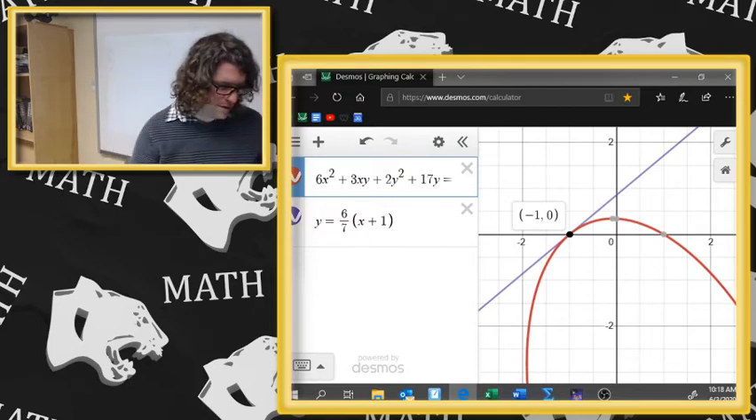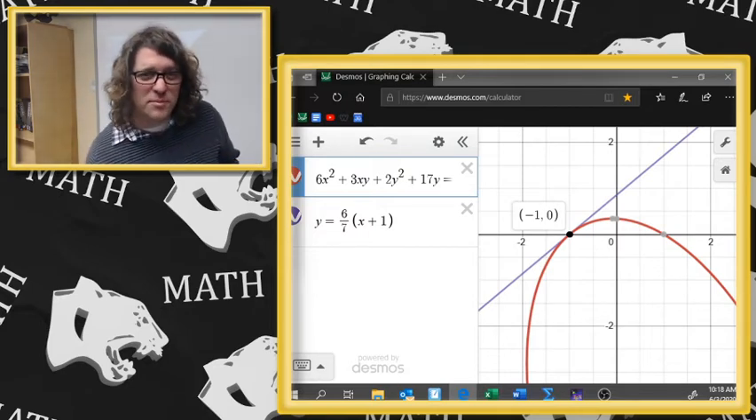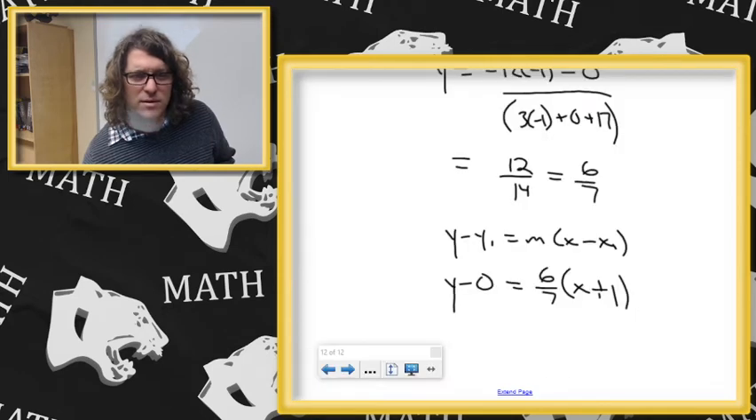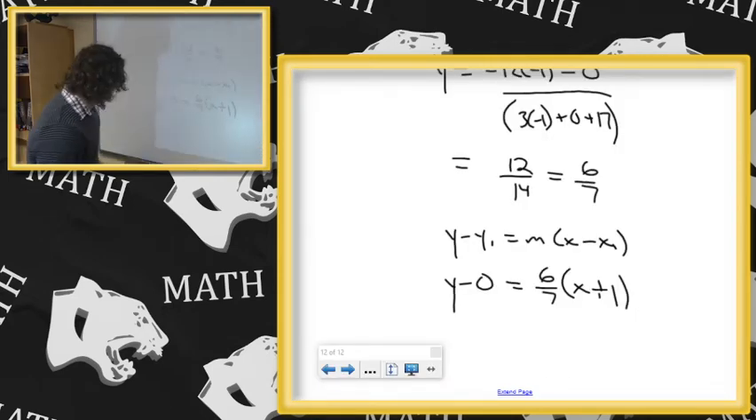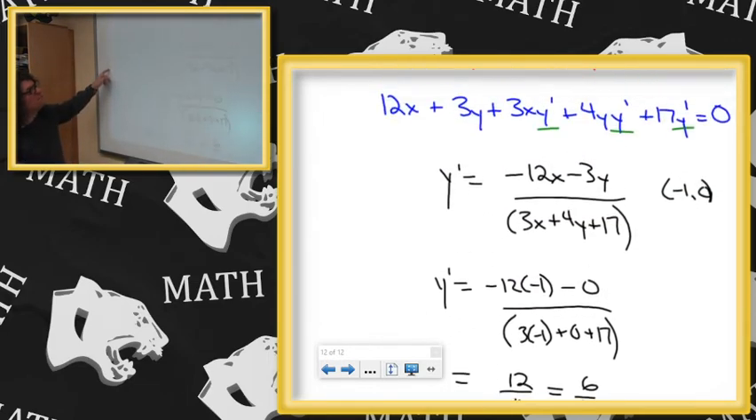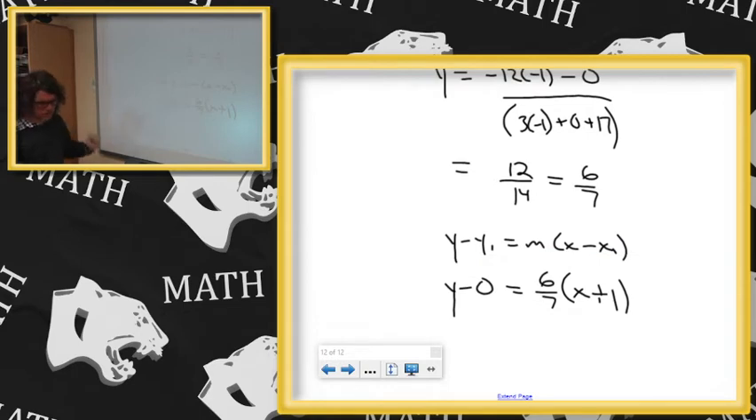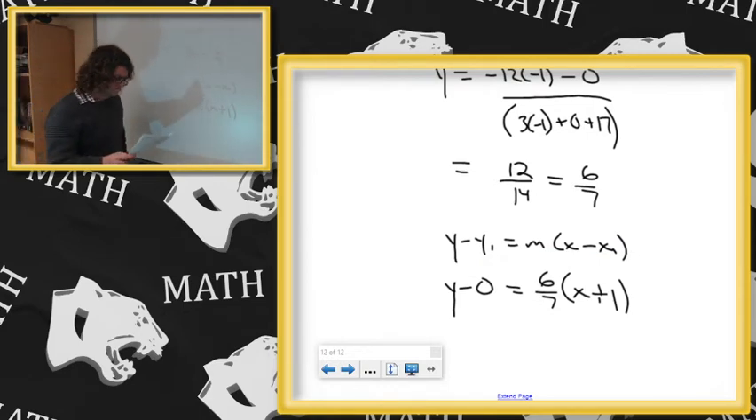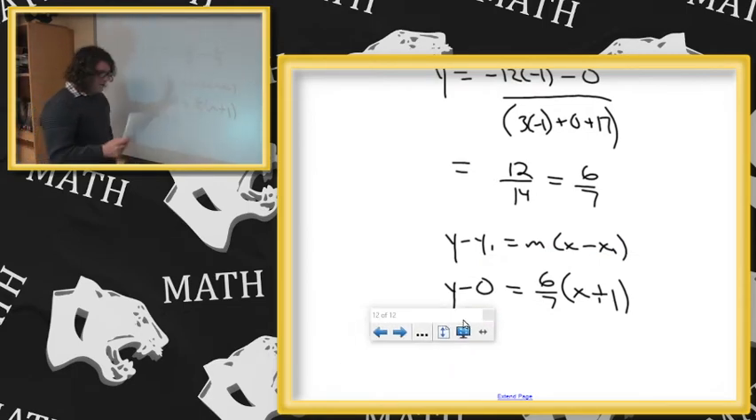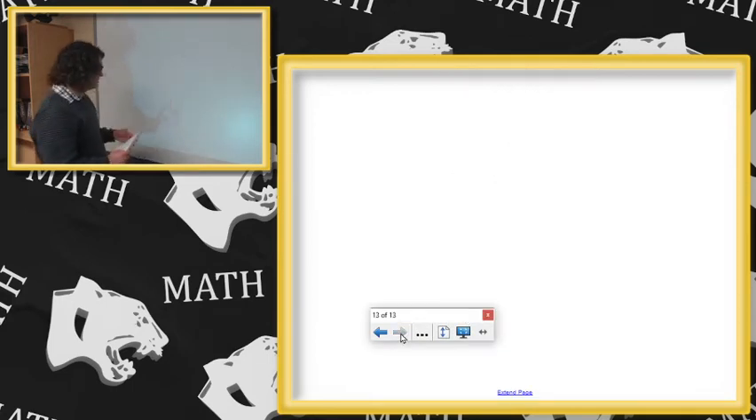So that one was actually worth 8 points. We did that one quite quickly compared to some of the other ones that were worth even less than that. So the work there was just the implicit derivative, plugging it in, and then a very quick writing down of that linear equation. All right, next up, question 5.